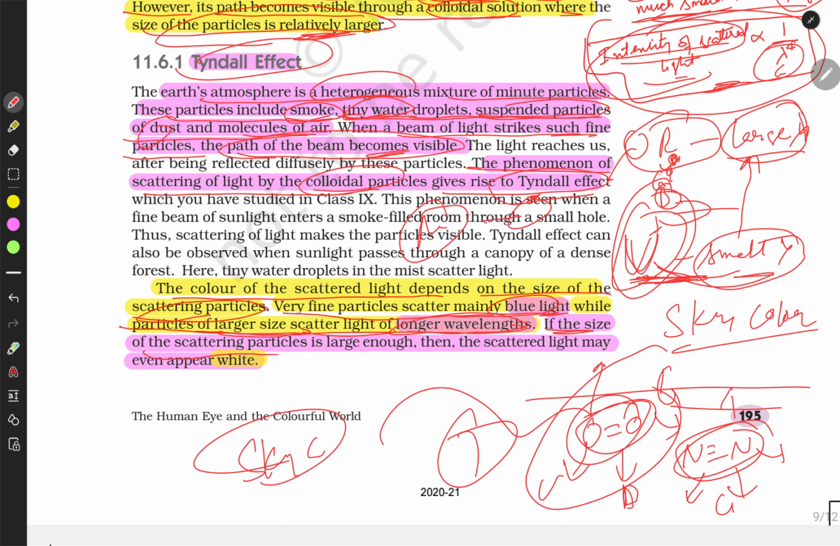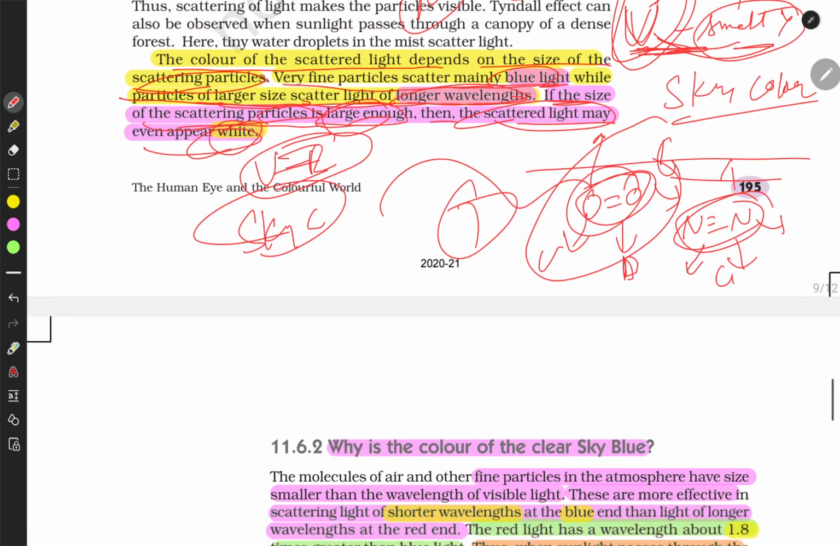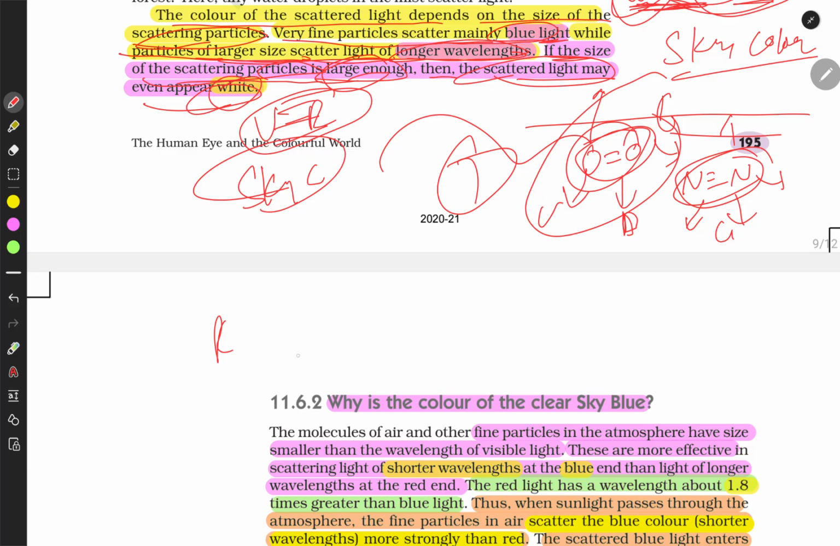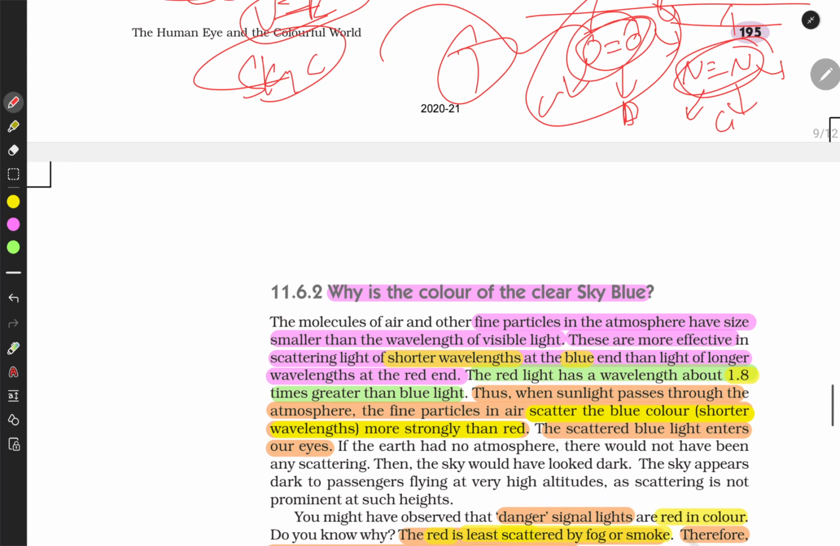If the size of the scattering particles is large enough, then scattered light may appear white. Why? Because if the scattering particle is large enough, it will scatter all the lights, VIBGYOR, all the forms of light. So all the seven colors will form the white light. This is the reason milk is white, and the soap foam is also white.